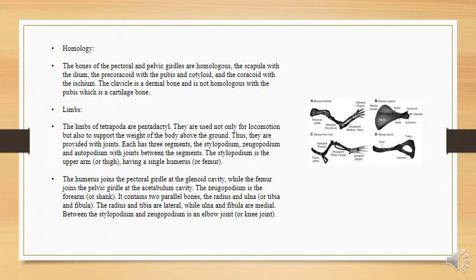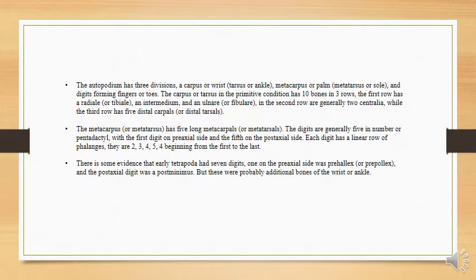The stylopodium is the upper arm having a single humerus. The humerus joins the pectoral girdle at the glenoid cavity, while the femur joins the pelvic girdle at the acetabulum cavity. The zygopodium is the forearm. It contains two parallel bones, the radius and ulna, or the tibia and fibula. The radius and tibia are lateral, while ulna and fibula are medial. Between the stylopodium and zygopodium is an elbow joint, that is, knee joint.